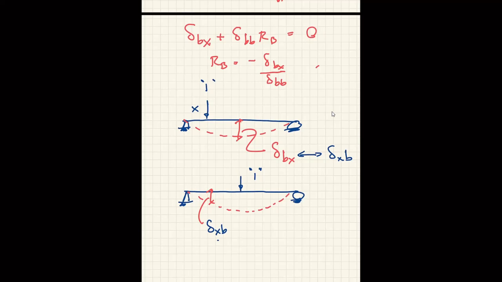And once you can use that to replace it here. So from RB equals minus delta Bx over delta BB. This is also equal to minus delta XB over delta BB by Maxwell reciprocal theorem. Okay, they are equal. Unbelievable, but it's true. And this is the main reason why our stiffness matrix should always be symmetric because of this.